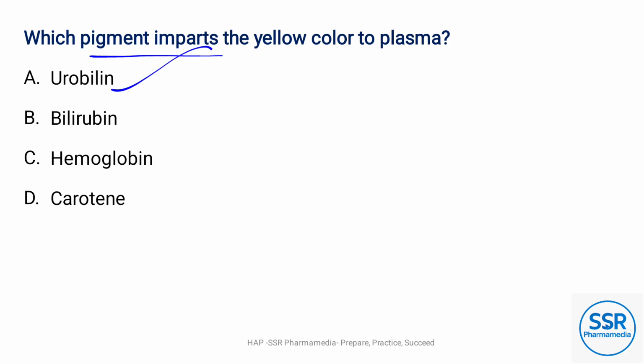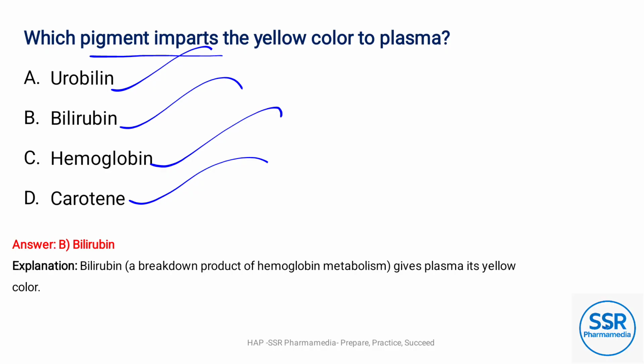Next, which pigment imparts the yellow color to the plasma? Option A, urobilin. Option B, bilirubin. Option C, hemoglobin. Option D, keratin. The answer is option B, bilirubin. Bilirubin is a breakdown product of hemoglobin during metabolism and gives plasma its yellow color.